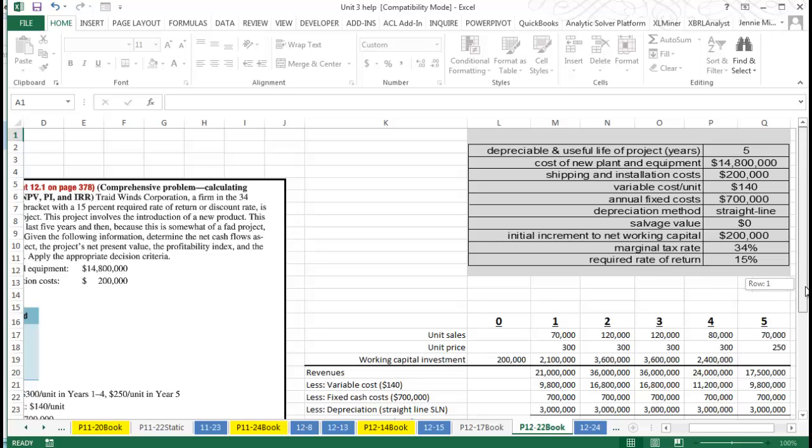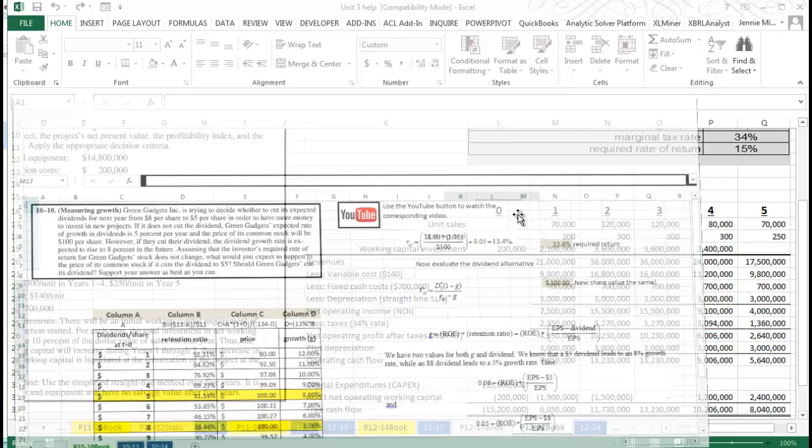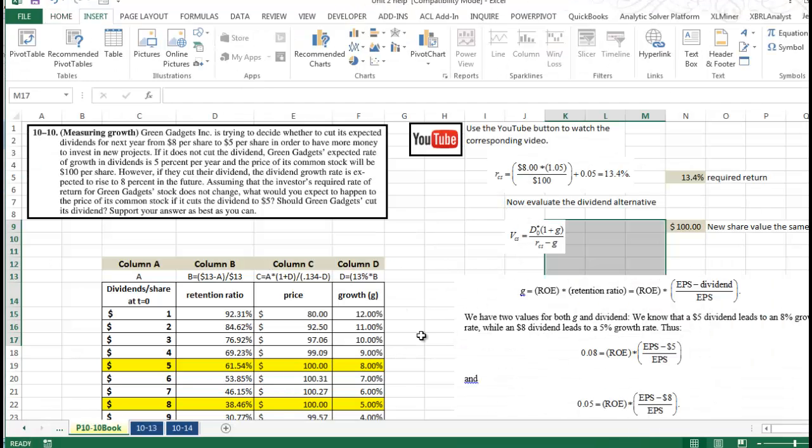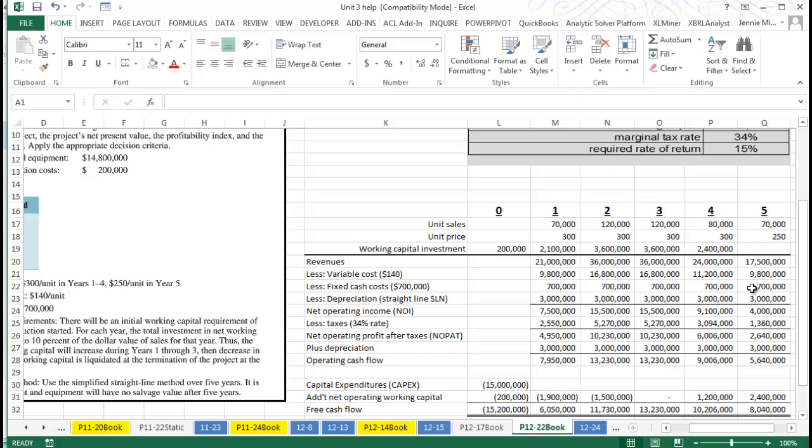Now the more difficult part of this is that we have a varying amount of unit sales. So as I click in here, somehow I just clicked on another sheet, so hold on just a second, okay. As I click in here, you're going to see that our unit sales vary, the number of units vary each year, and that we have a unit price that stays the same for the first 4 years and then decreases in year 5.